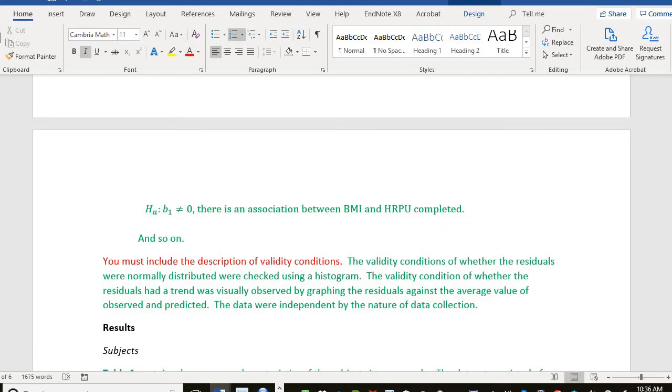The next is the validity conditions. You need to check if the validity conditions are held. You may find, like I did with the e-mechanics study, that they don't hold. That's okay. Just say, hey, they didn't hold. Here's my graphs to show it. And I have it in the R code listed out so that this is what you're supposed to do.